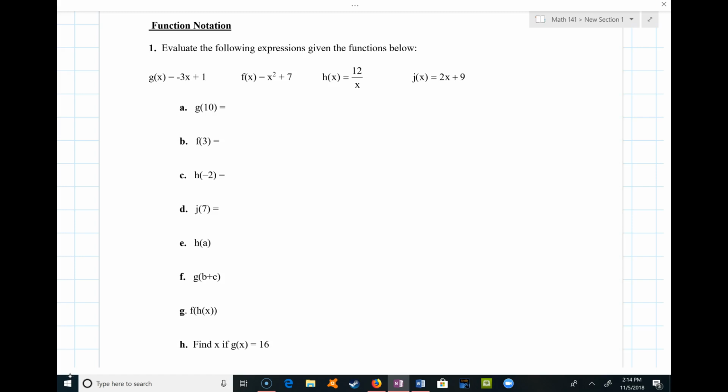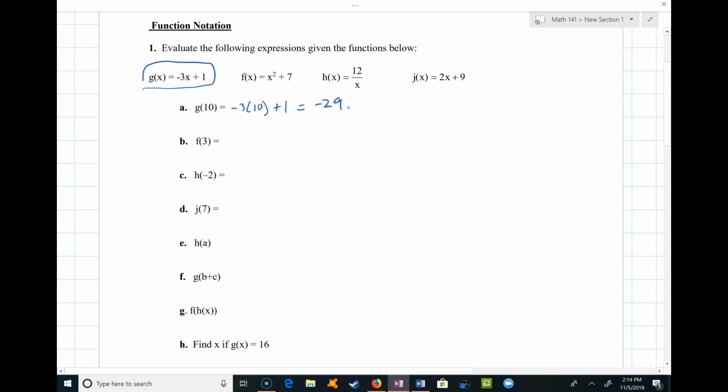So here we go. This says g of 10, and again, this is read as g of 10, which means there's a function entitled g, and I'm inputting 10 into that function. So I go up here and look for g. Okay, there's g, so that's the one I'm plugging into. I'm just going to plug a 10 in there, so that would be negative 3 times 10 plus 1, which of course, negative 30 plus 1 is negative 29.